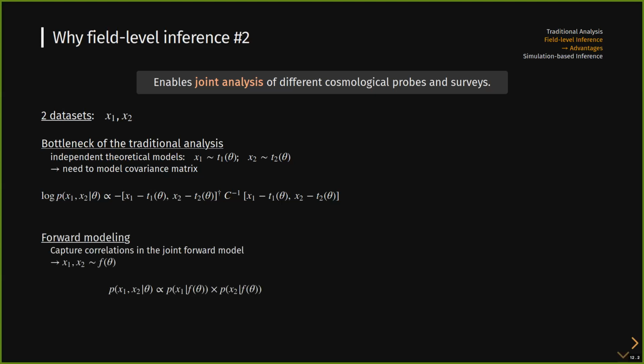Field level forward modeling kind of switches that around. Instead of capturing the correlations at the level of the likelihood, what you're now trying to do is use the same model, the same simulation, to model both those data sets. And that takes those correlations into account in the simulation itself. So at the level of the likelihood, they become independent of each other.